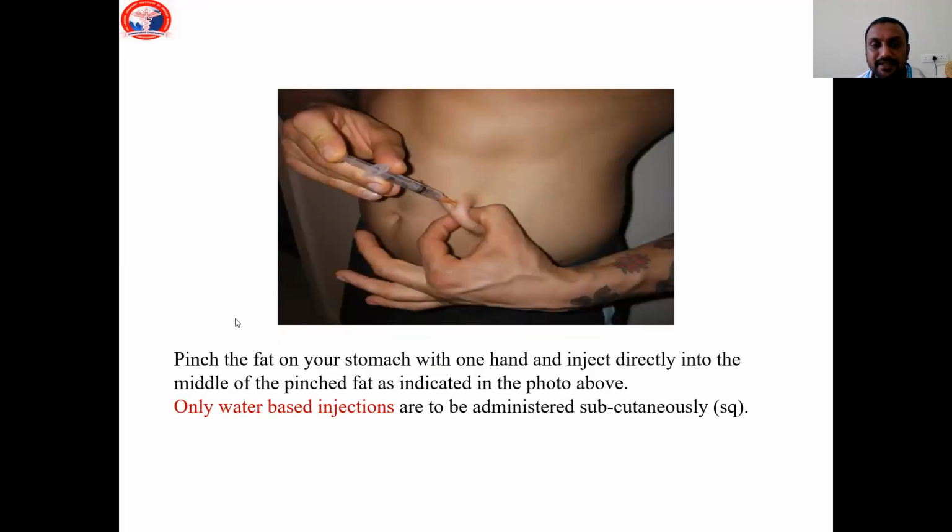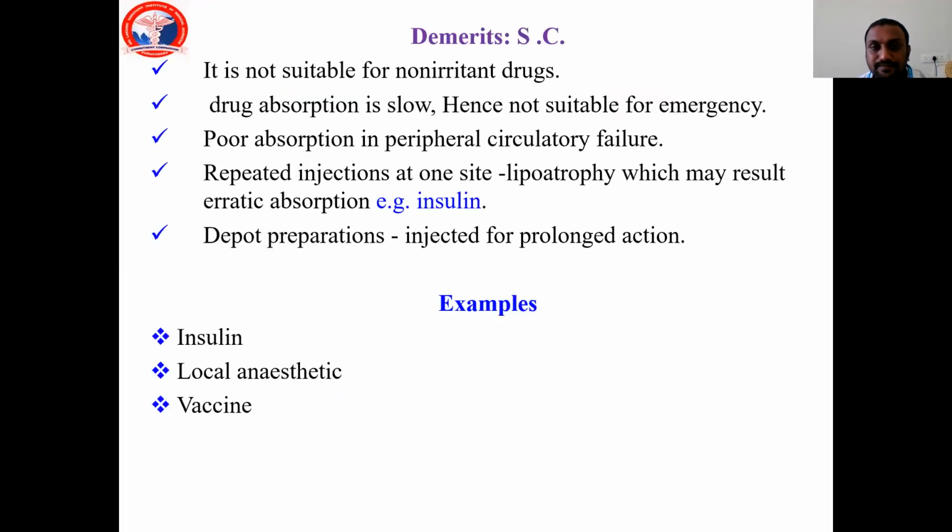You can see in this picture the patient pinching the fat on the stomach with one hand and injecting directly into the middle of the pinched fat, as indicated in the photo above. The drugs given subcutaneously should be water soluble, water based injections that cannot cause irritation.